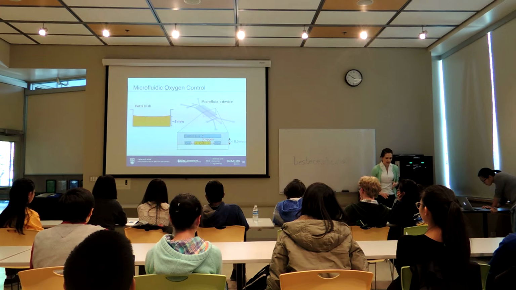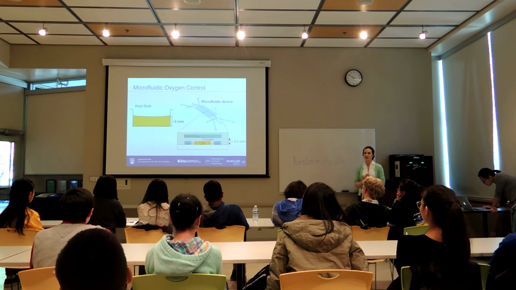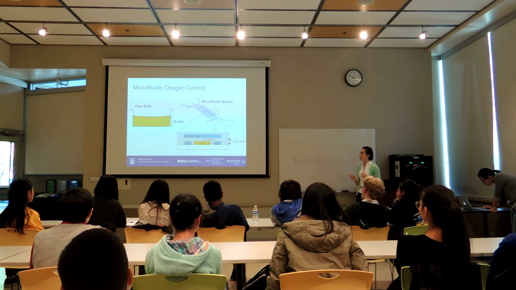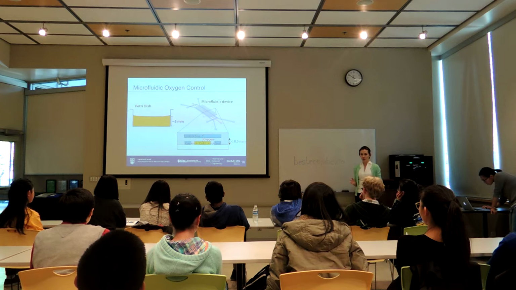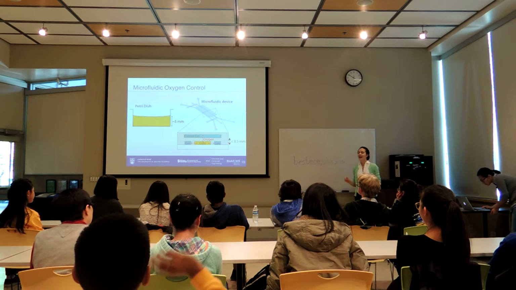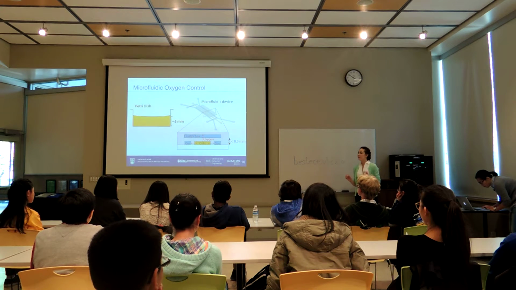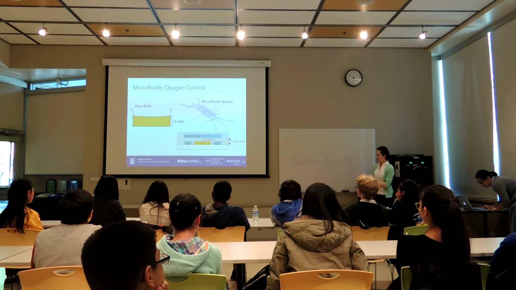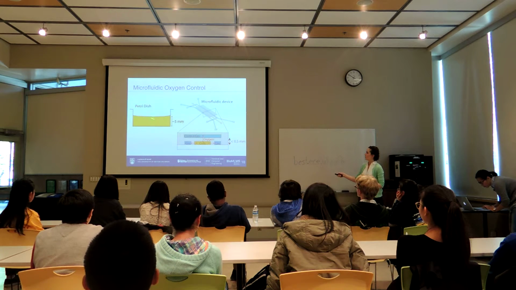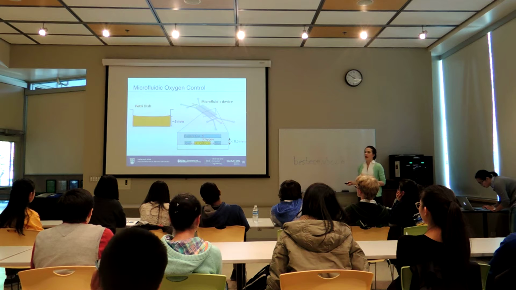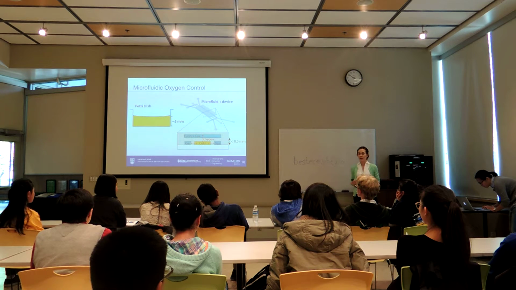But the problem with incorporating these conditions into something like a petri dish is that the size scales are too big. The gases that we would use to control the oxygen levels are too far away from the cells. Just like it takes you longer to run 10 kilometers than 1 kilometer, it takes the oxygen hours to move millimeters through the liquid in the petri dish, here, on top of the cells. But in the body, it only takes seconds to move a fraction of a millimeter.